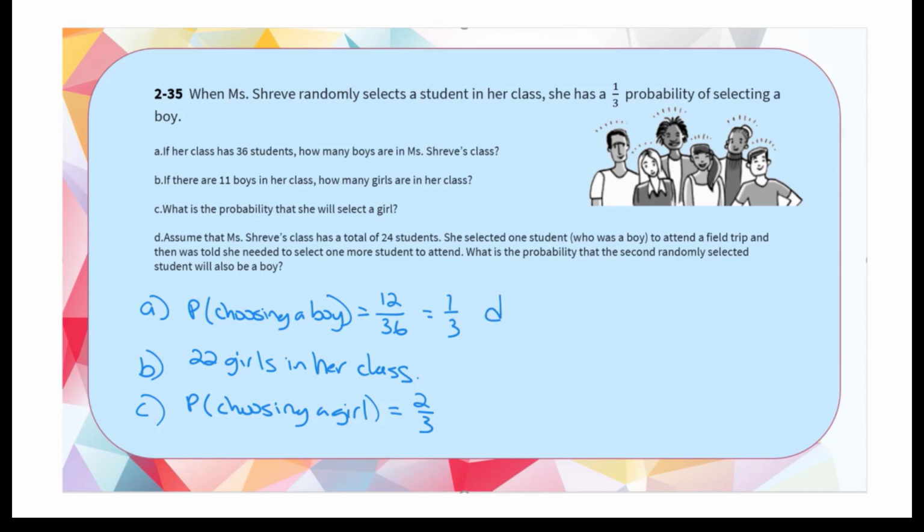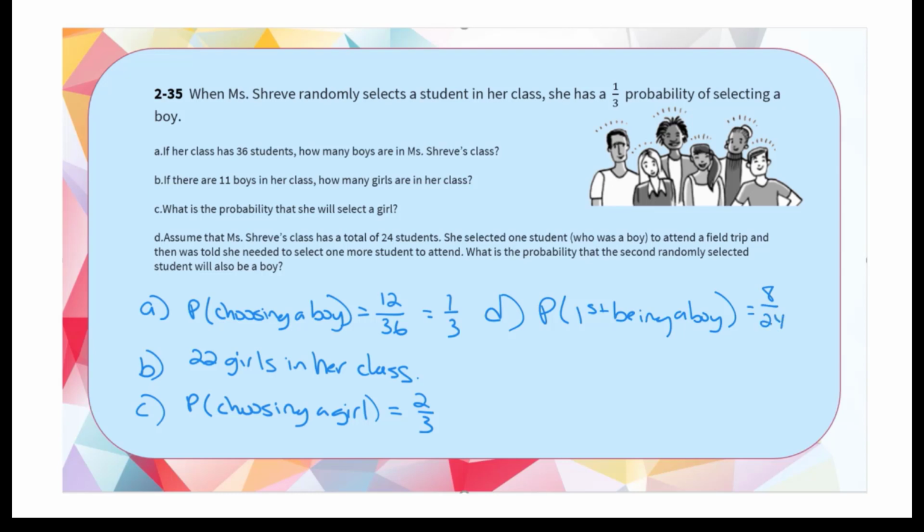Okay, on part D, we have two different situations here. Well, it's the same situation, just two different outcomes. So it says the probability she selected one student who was a boy. So the probability of the first one being a boy is, out of 24, 8 out of 24.